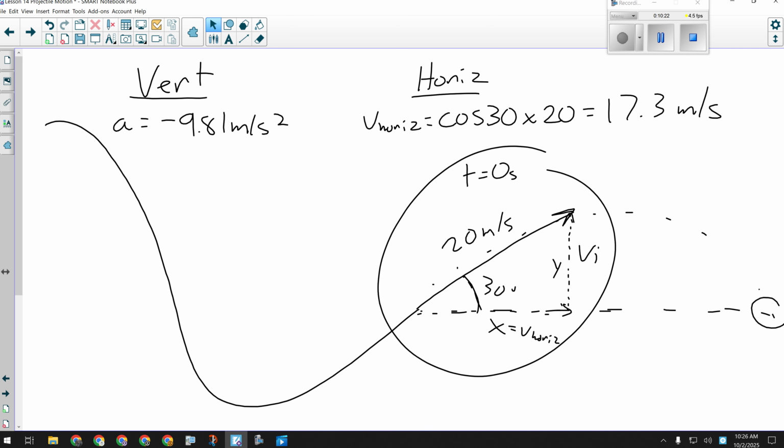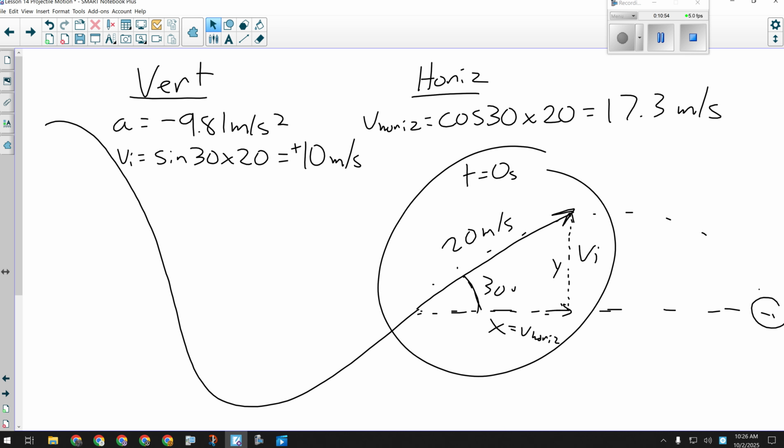All right. The y component is going to be their initial vertical velocity. So how fast are they moving upwards vertically at the moment they leave the ramp? That'll be the sine of 30 times 20, which is 10. And it's up. Okay? So the instant they leave the ramp, they're moving upwards at 10 meters per second. That's fast.